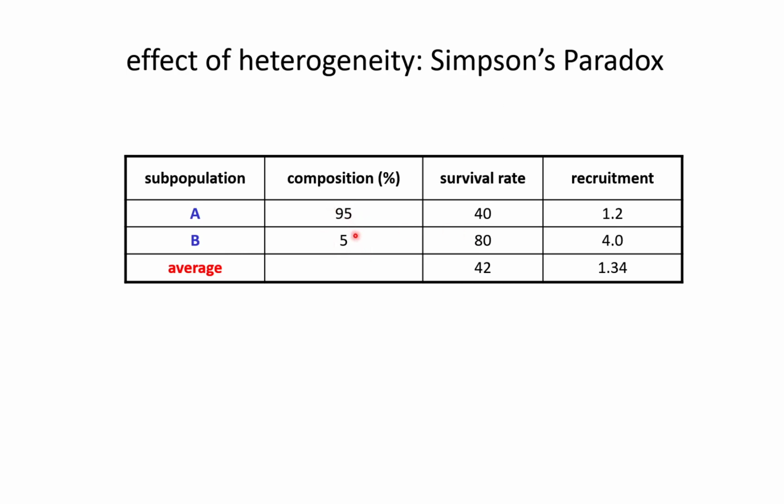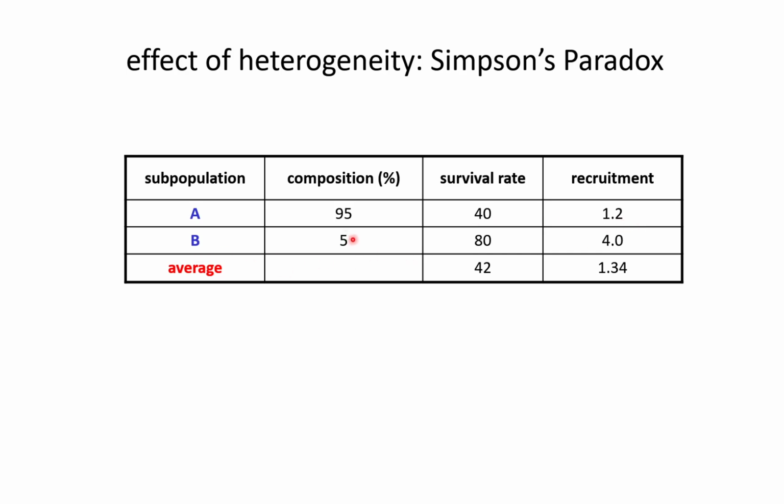Well, what's different between these two types? For type A individuals, they have a survival rate of 40% and a recruitment of 1.2. What recruitment means is, for every one individual at the start, how many individuals come out at the other end? Most of you have seen things related to recruitment before, but that's how we're going to define it here. So for type A individuals, each individual that survives will produce 1.2 offspring. So that's survival probability and then the recruitment.